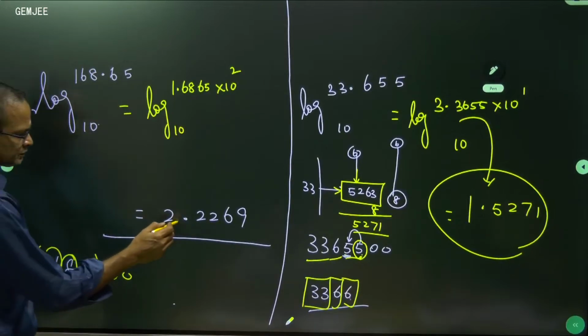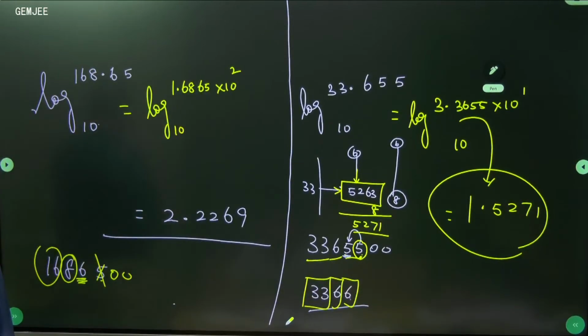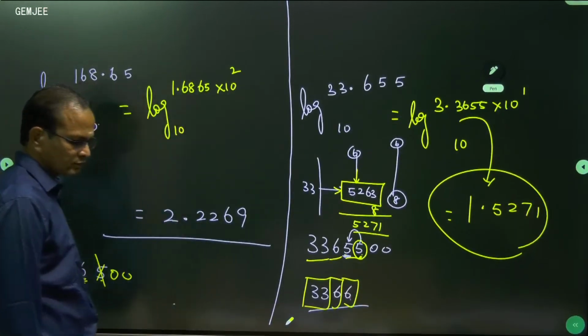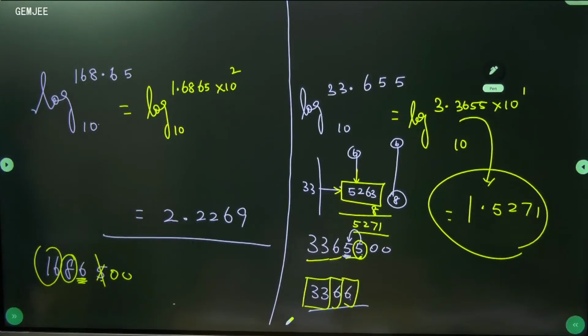Super, Rakan. Getting it? Understood, sir. Good. Next polam edakana. Shall we go for next? Yes, sir.